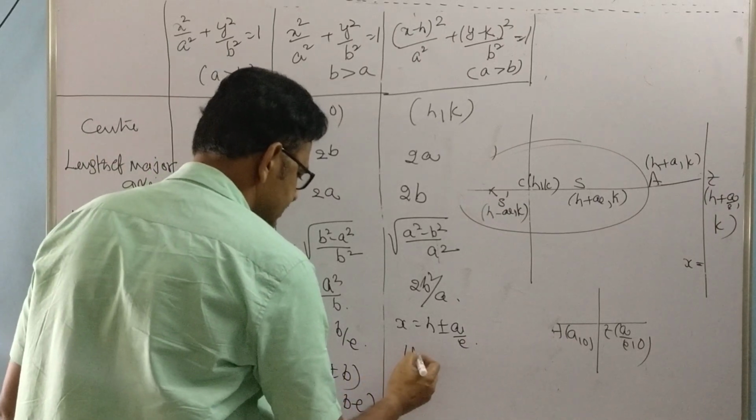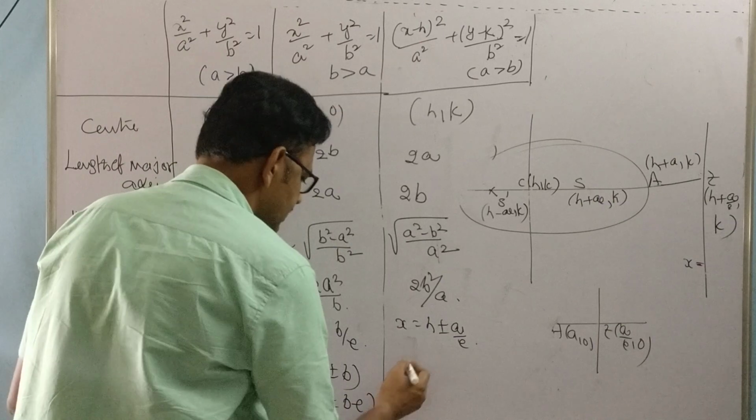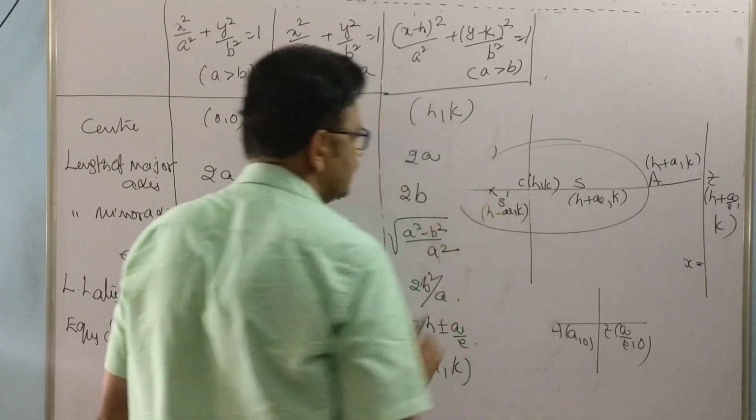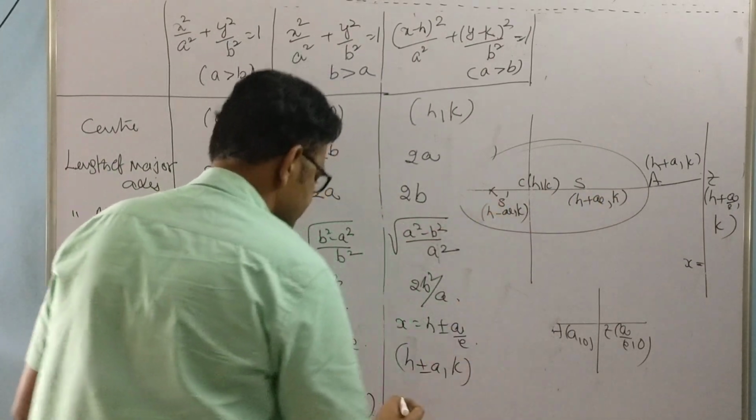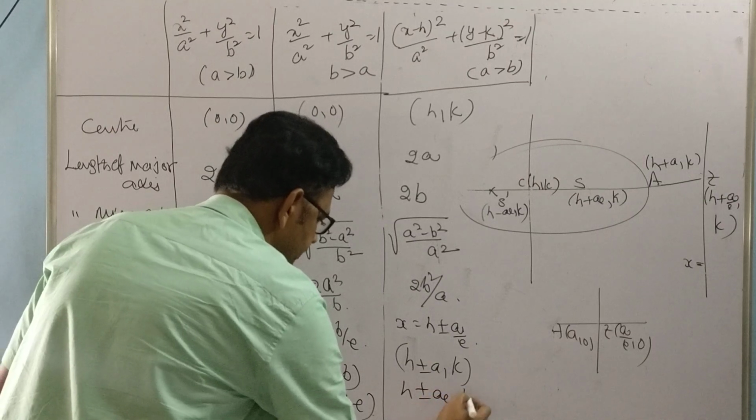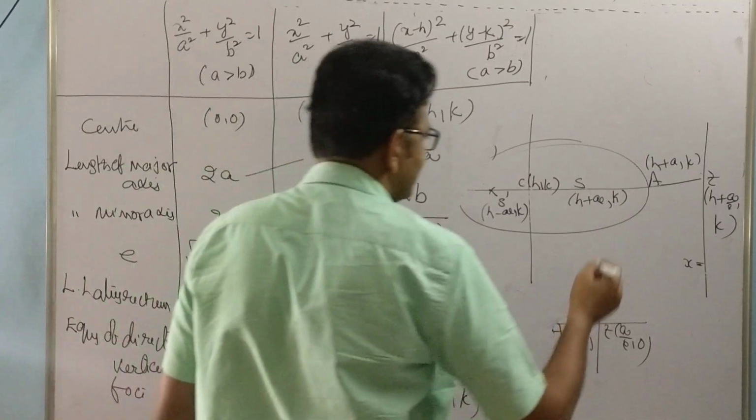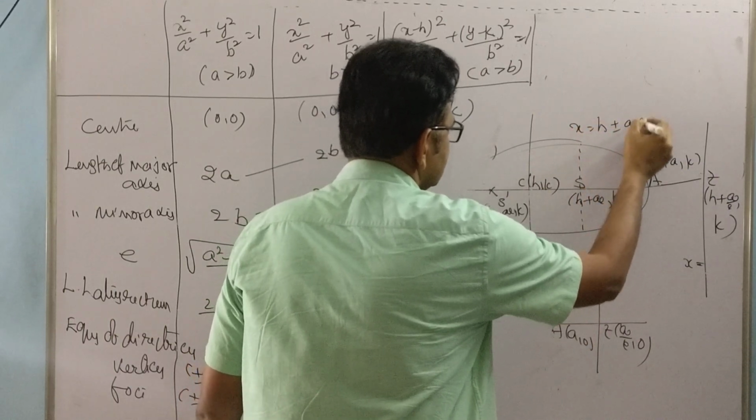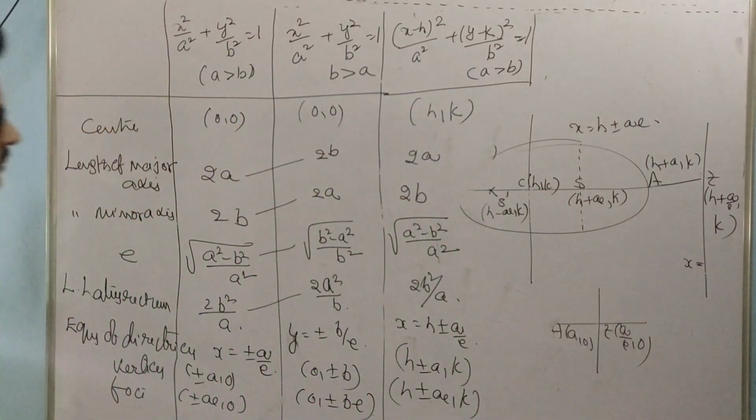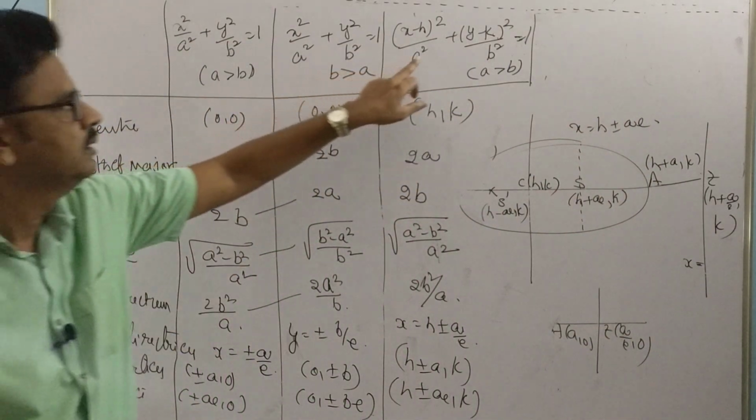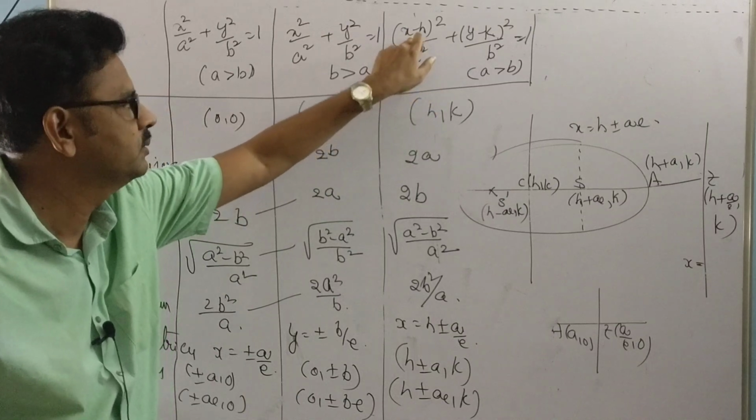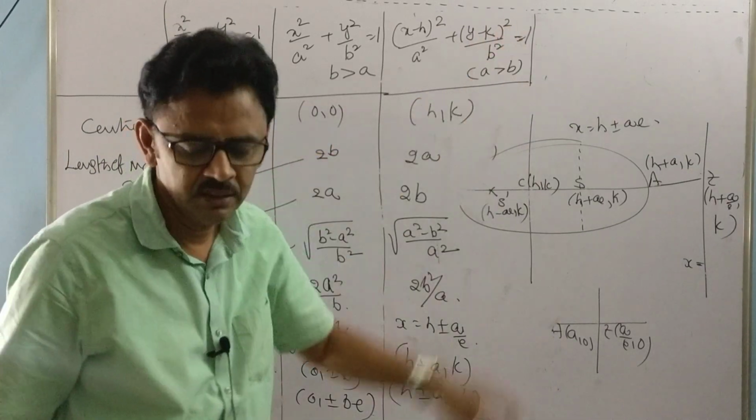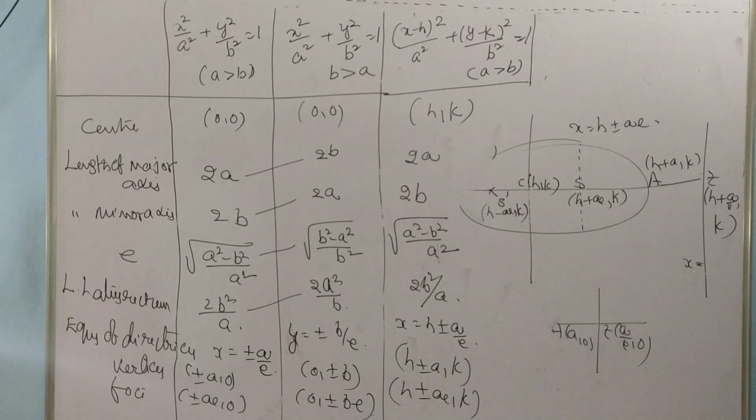Coordinates of vertices. Vertices are (h plus or minus a, k). So A dash are called vertices. Coordinates of foci: (h plus or minus ae, k). Equations of latus recta: x is equal to h plus or minus ae. So in the ellipse, x minus h whole square by a square plus y minus k whole square by b square equal to 1, where a is greater than b. Note these points.